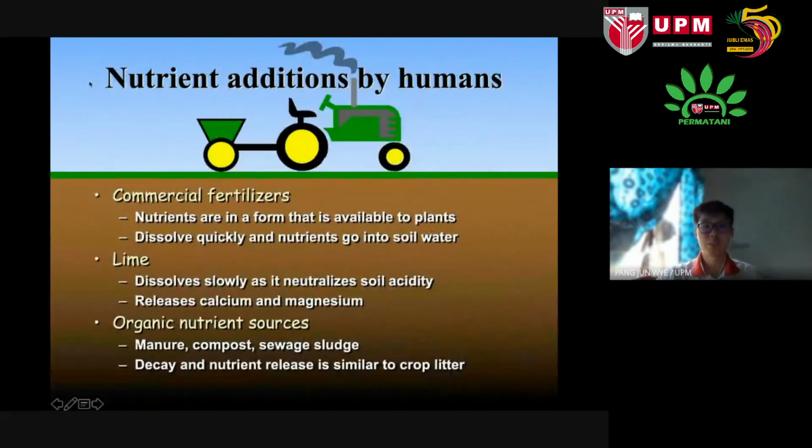Okay, so I specifically talk about humans that contribute nutrient additions, which is first commercial fertilizers. Commercial fertilizers have nutrients in a form that is available to plants. They came out with a fertilizer particularly for plants, for them to obtain much more nutrients.